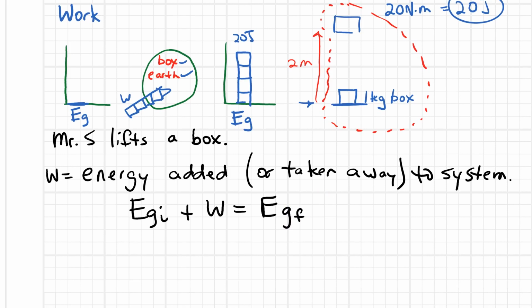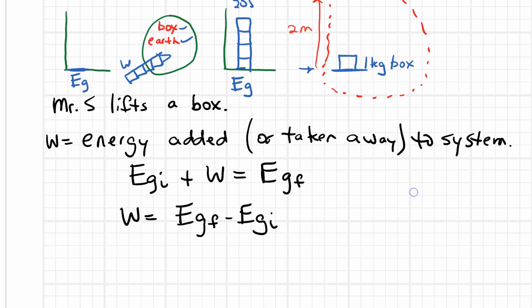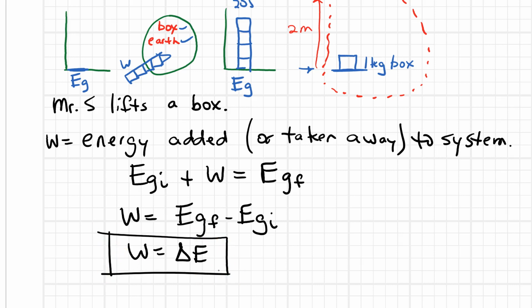So in other words, work can be thought of as the final, if I subtract Eg initial from each side, it would be EGF minus EGI, or more simply now, then we could say work is equal to the change. Now I'm going to leave out the G in this case because it's really just the change in energy of all the energies there. So here, this is a standard way of looking at work: work is equal to the change in energy.